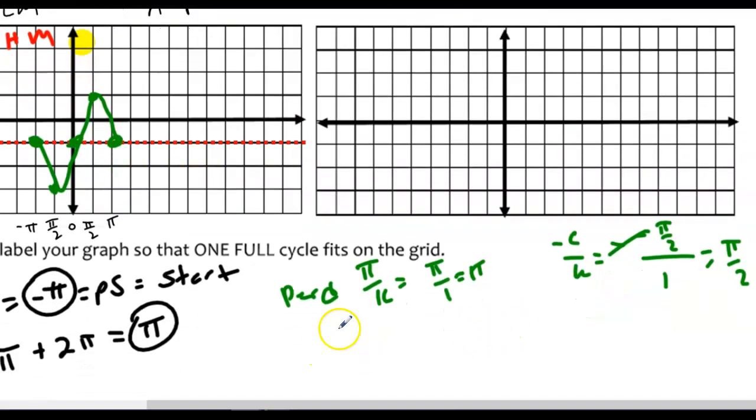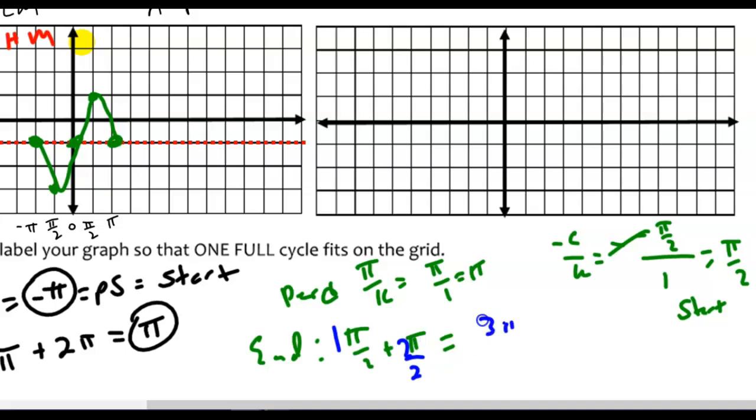Now, remember phase shift is also where you start. To find my ending, we can do the phase shift plus the period, and that'll give us our ending. Or if I did common denominators, because you need common denominators, put that over 2 and that over 2, right? 2 pi over 2. So we have 1 pi over 2 plus 2 pi over 2 equals 3 pi over 2. So this graph starts at pi over 2 and ends at 3 pi over 2.